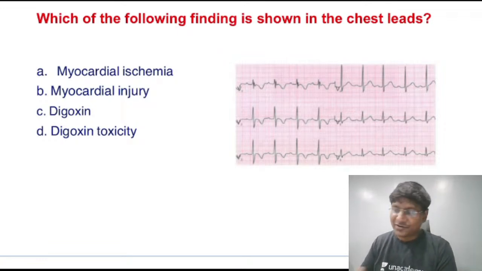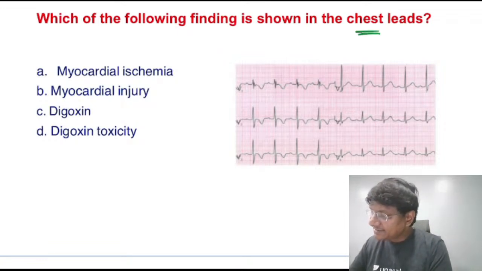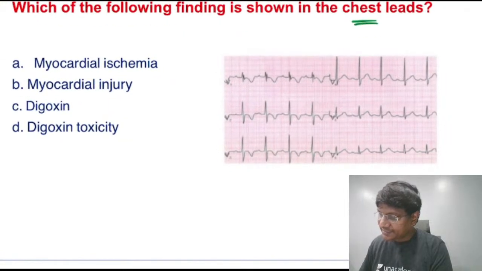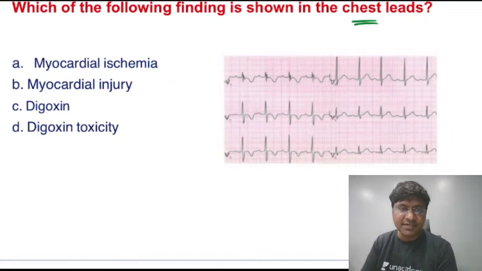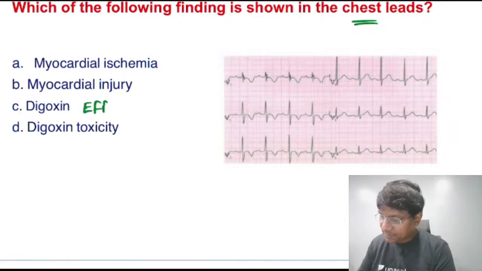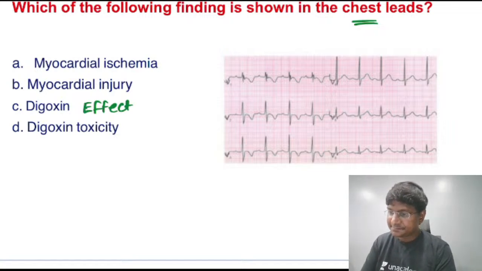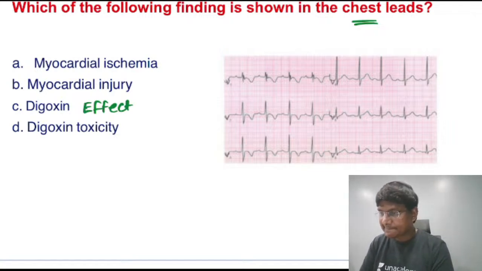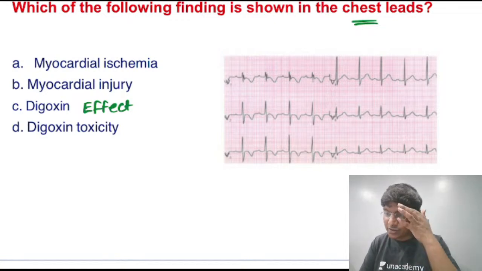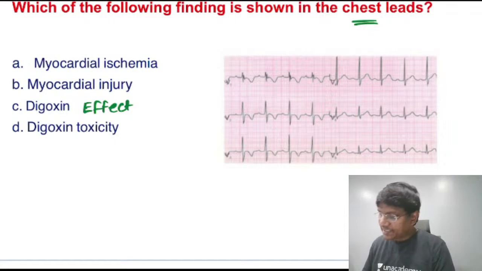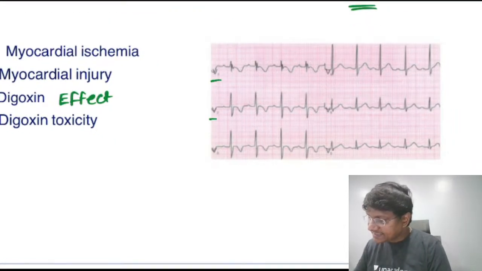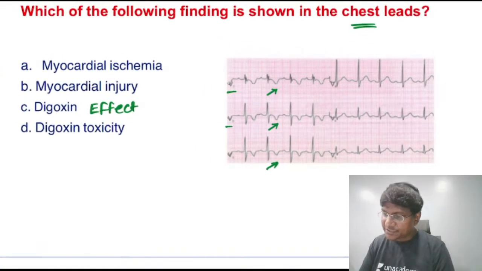Which of the following is the finding in the chest leads that you are noticing here? The options are myocardial ischemia, myocardial injury, digoxin effect, then digoxin toxicity. Okay, so what are you observing here? That is the chest leads, from V1 to V6. So from V1 to V6, you are noticing that there is T-wave inversion.